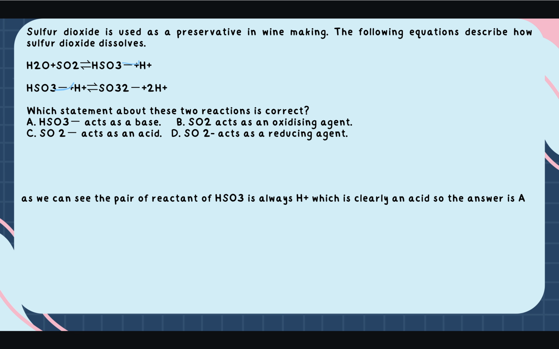Next question. Sulfur dioxide is used as a preservative in winemaking. The following equations describe how sulfur dioxide dissolves. So here are the equations. Which statement about these two reactions is correct? As you can see, the pair of reactant of HSO3 minus is always H plus, and H plus is clearly acidic, so HSO3 minus is of course a base. So that is why the answer is A.